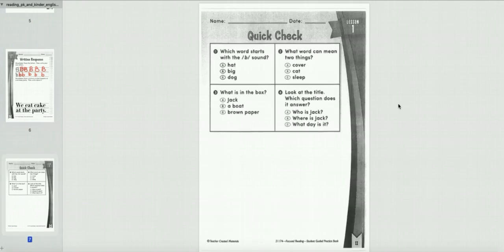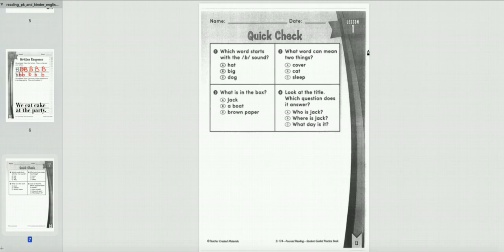So for the sentence I wrote, we eat cake at the party. You can copy my sentence or you can write your own to go with your picture. Okay, next page.